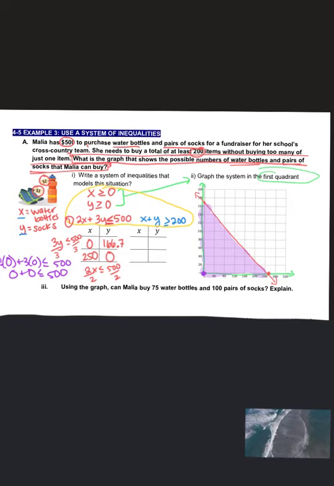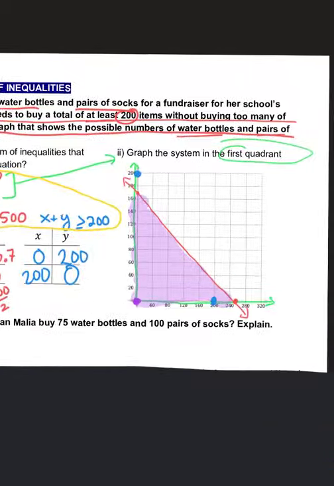Okay, now let's do the blue. So we're gonna plug 0 in for x, and these ones are my favorite because if you plug 0 in for x, we're just left with y is greater than or equal to 200, so you're left with 200. And now if we plug 0 in for y, I'm left with x is greater than or equal to 200, so I get 200. So for this blue line, I'm gonna have a y-intercept at 200 and an x-intercept at 200. And it's a solid line again.